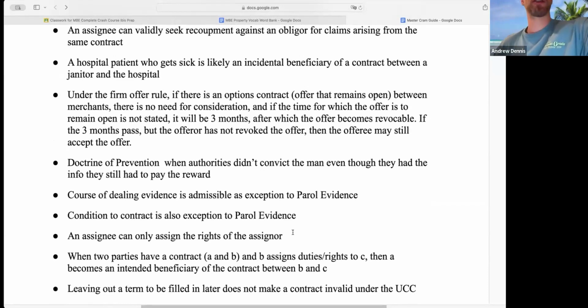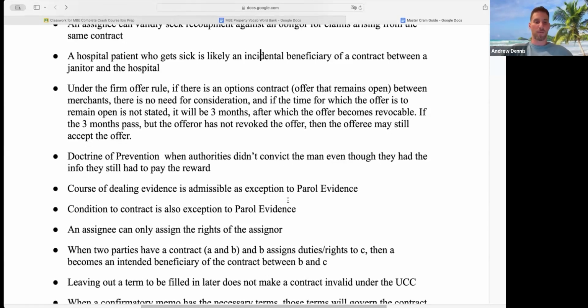The doctrine of prevention is when authorities didn't convict the man, even though they had the info, they still had to pay the reward. So if they say, hey, we'll pay money for any info that leads to this guy's arrest, you give them the info, they could have used it to arrest him, but then he enters like a snitch deal. Well, that's the doctrine of prevention. They still have to pay you out because their behavior prevented the requirements of the contract from occurring.